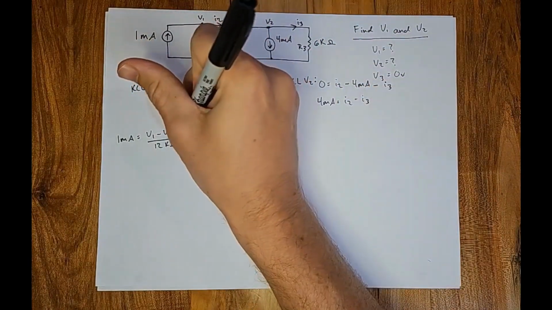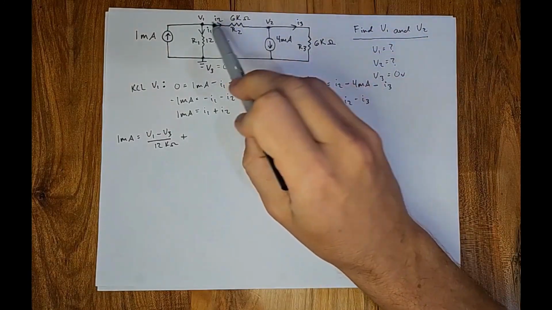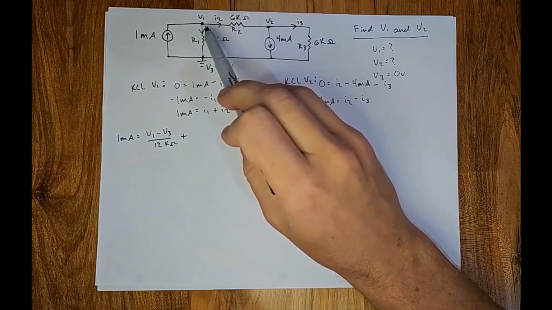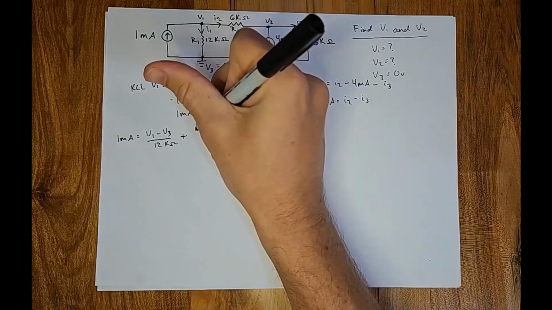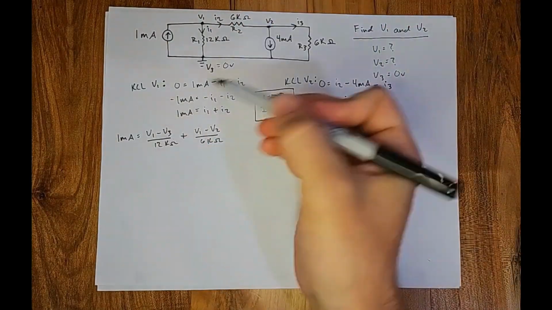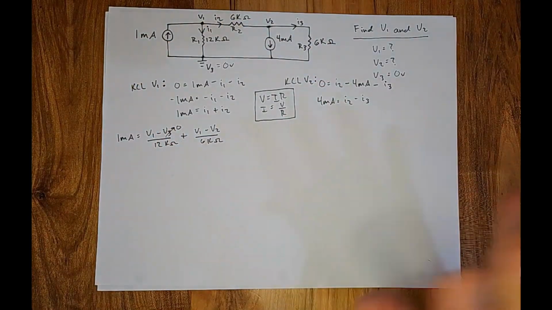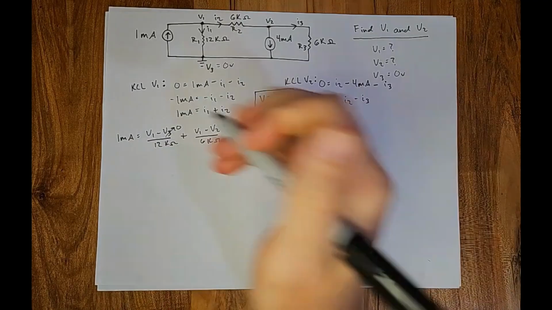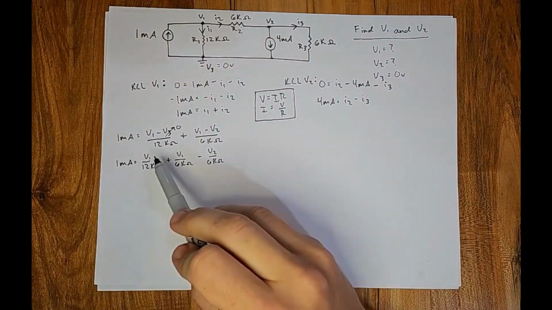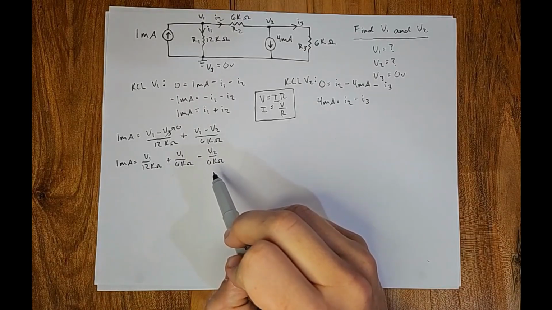plus I2. I2 is V1 to V2, so it's going to be V1 with respect to V2, so it's V1 minus V2 over 6K ohm. And what does V3 equal? We know that's 0, so let's just show that it goes to 0, so we don't even have to worry about it. Now, we're going to split these fractions. Now we have 1 milliamp equals V1 over 12K ohm plus V1 over 6K ohm minus V2 over 6K ohm.